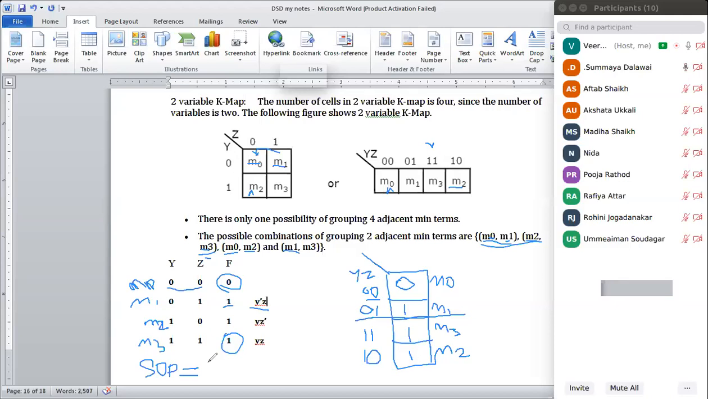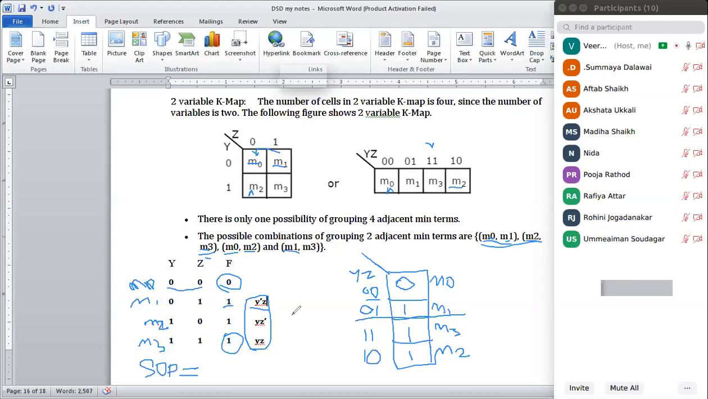Y bar Z bar plus Y bar Z. No, not Y bar Z bar. It is only Y bar Z plus Y Z bar plus Y Z. Okay, only 3 terms. Only three terms, I'll get the sum of these 3 terms.